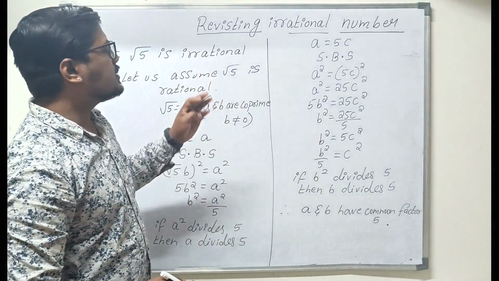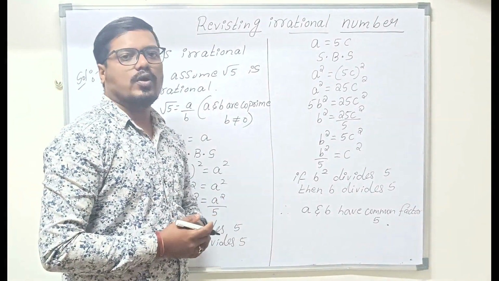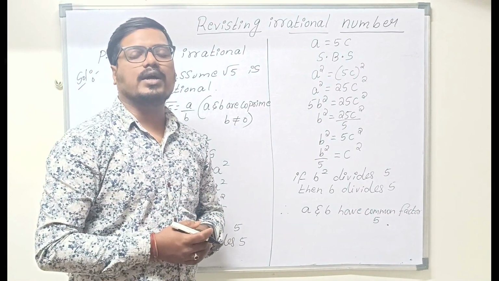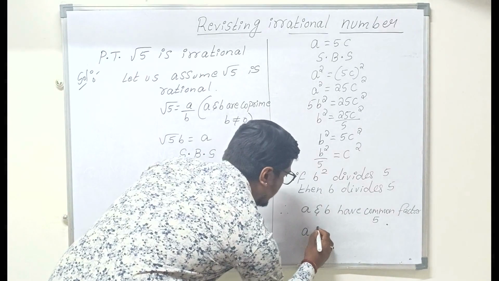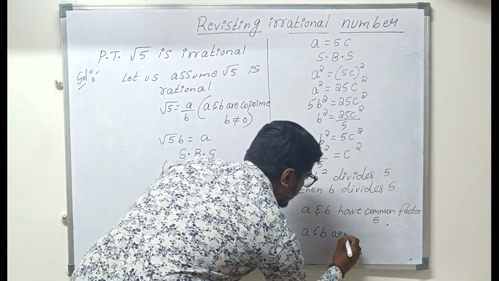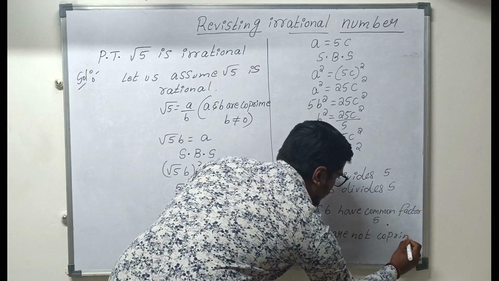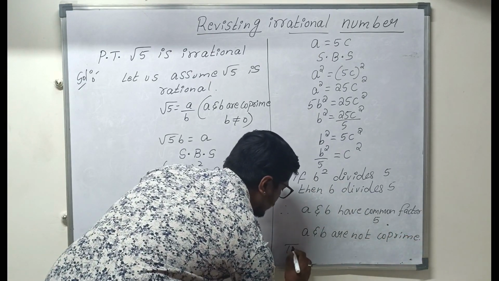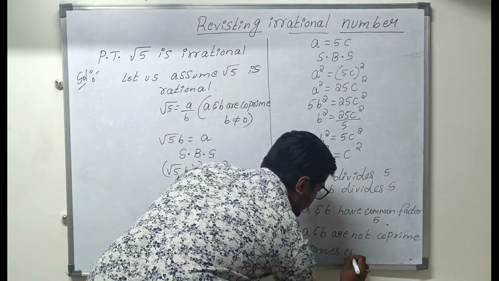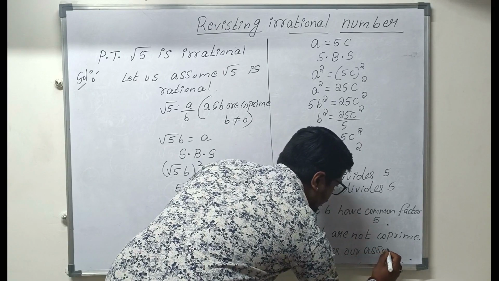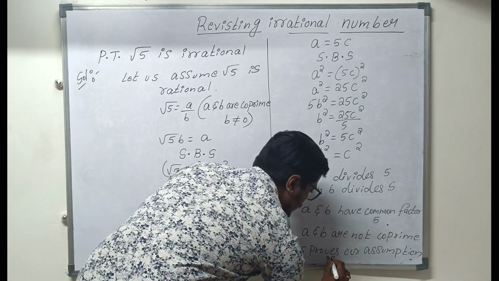But before, I said a and b are co-prime. But what have we got here? a and b have common factor 5. By this, what can we conclude? We can conclude that a and b are not co-prime. Therefore, this proves that our assumption is wrong.